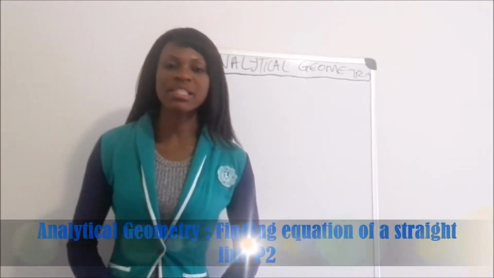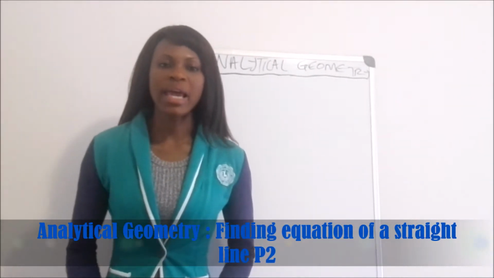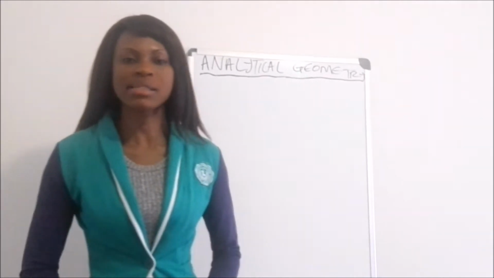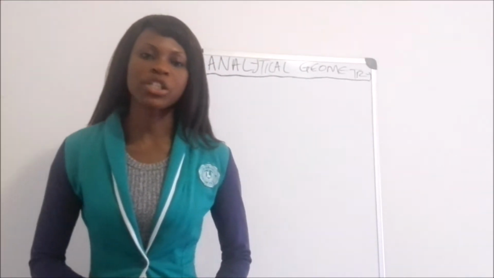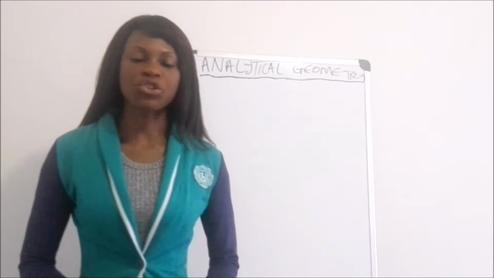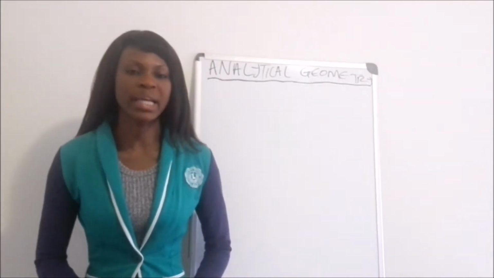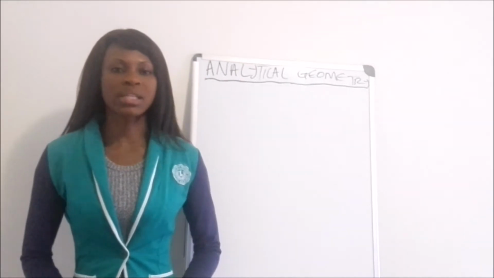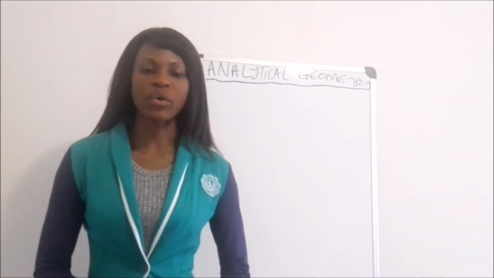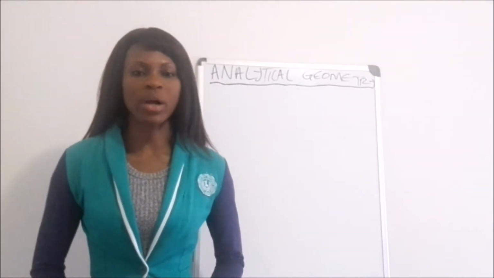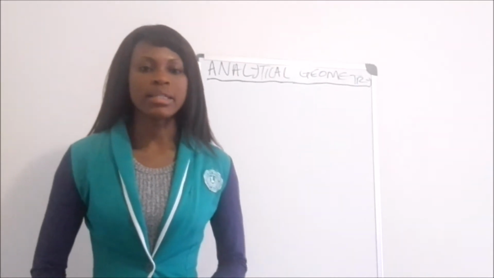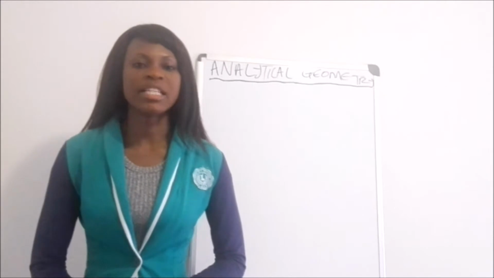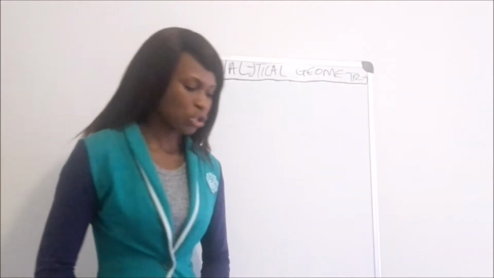Remember from our previous lesson, what we did is to find an equation of a straight line using the equation y = mx + c, and another equation which is y - y1 = m(x - x1). From the two equations we have m, which is the gradient, and to find the value of the gradient, m = (y2 - y1) divided by (x2 - x1).